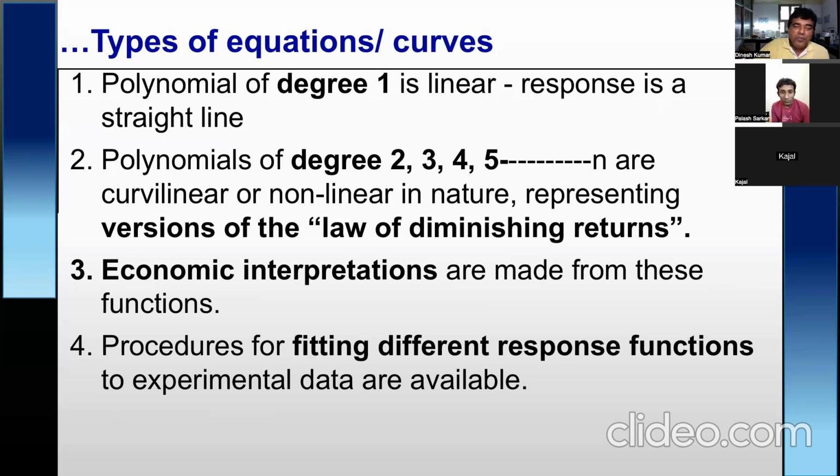Okay, I already told you. Economic interpretations are made from these functions. Procedures for fitting different response functions to experimental data are available. How to fit these equations? Fitting these equations means how you can develop the equation, or how numerically you can find out the equation. Such methods are available, and those methods are basically the method of least squares. The method of least squares is used to develop or find out the relationship between independent variables and dependent variables.